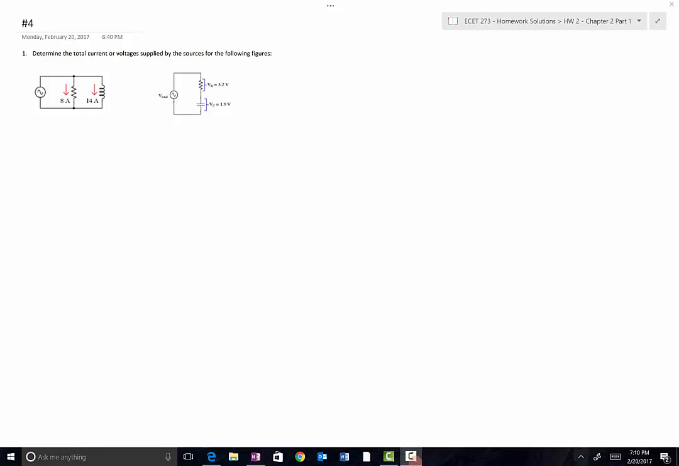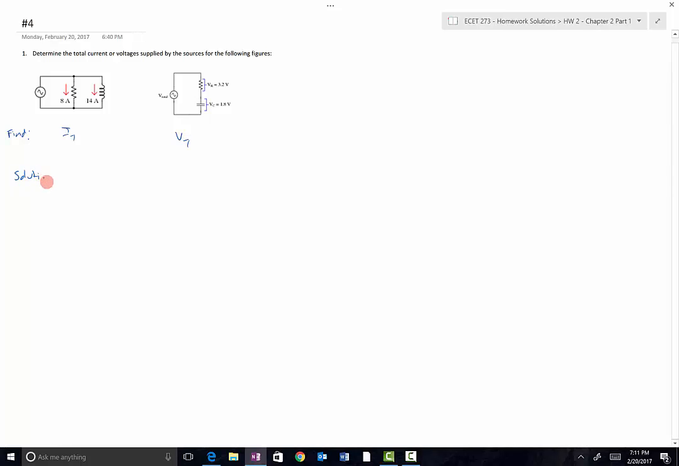Homework solution 2.4. Determine the total current or voltage supplied by the sources for the following figures. We've got two figures here, one with a parallel resistor and inductor, and then one with a series resistor and series capacitor. So those are our givens, or these diagrams. What we're asked to do is determine what the total current is here and what the total voltage is here for those circuits. Find those.